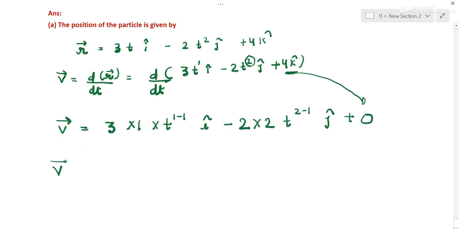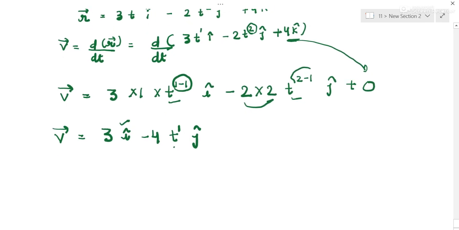So this velocity vector can be written as 3, t to the power 0 means 1, so 1 is not written, 2 into 2 is 4, 2 minus 1 is 1, t to the power 1, so that will be written into j cap. So this is my velocity vector. Okay, so its magnitude is given like this: 3 square plus minus 4.